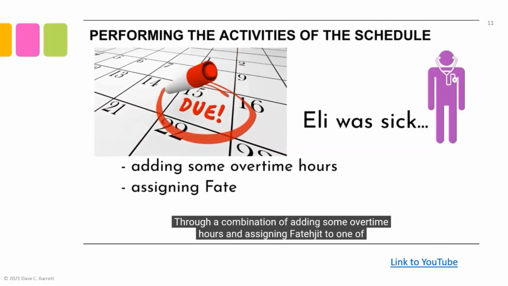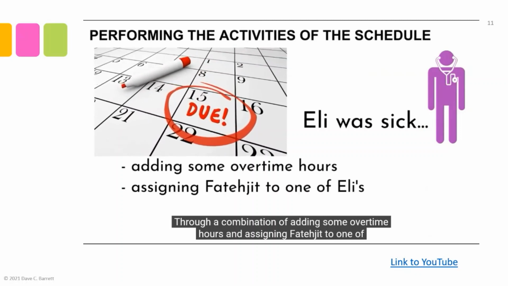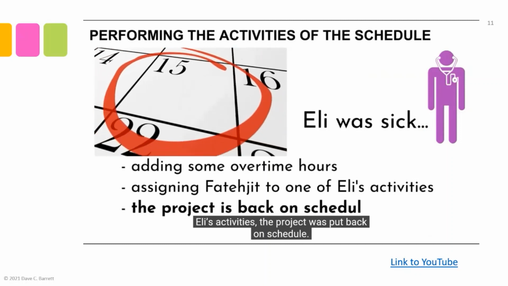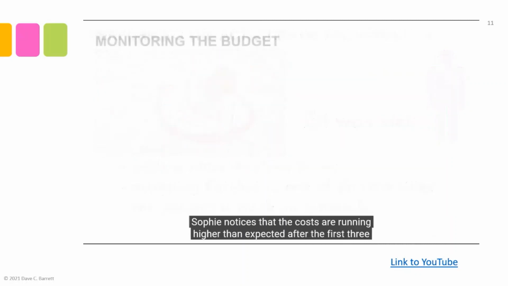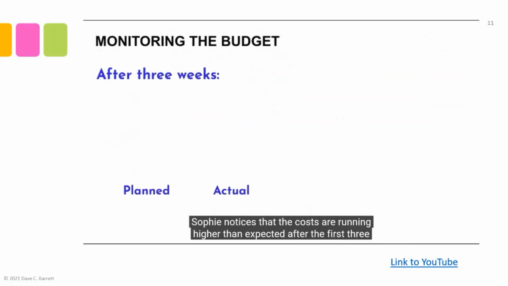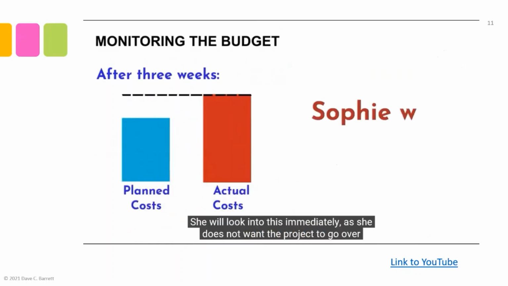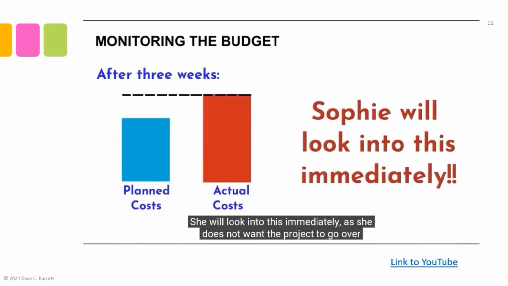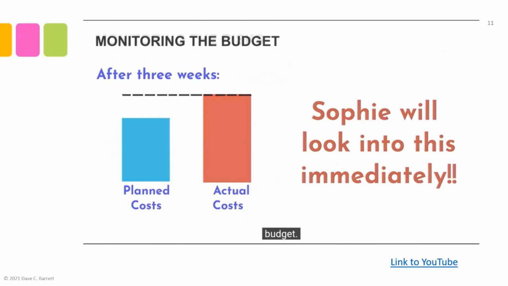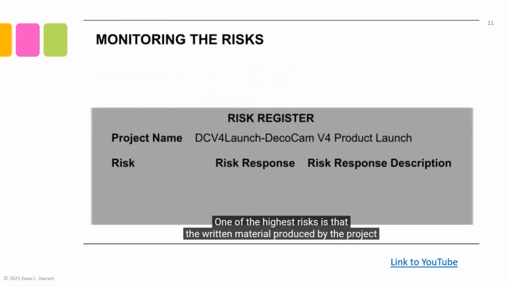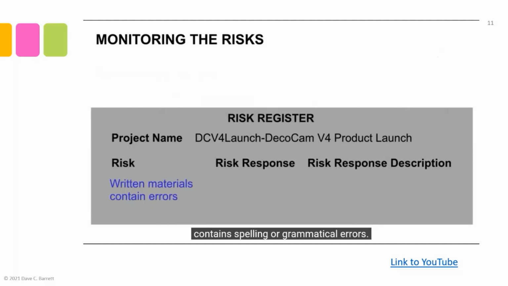Through a combination of adding some overtime hours and assigning Fattyjet to one of Eli's activities, the project was put back on schedule. Sophie notices that the costs are running higher than expected after the first 3 weeks. She will look into this immediately, as she does not want the project to go over budget. After opening the risk register, she scans each risk. One of the highest risks is that the written material produced by the project contains spelling or grammatical errors.